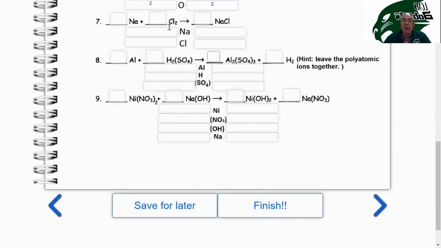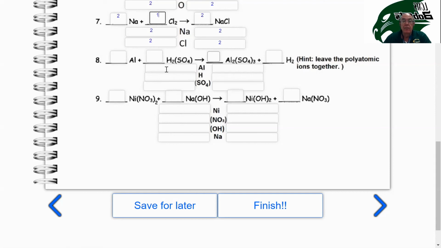Okay, on this one, already I can see I have 2 chlorines here and only 1 here. So I'm just going to start off by putting a 2 coefficient there. So I have 1 sodium, 2 chlorines, and I have 2 sodiums and 2 chlorines. I see that the sodium is not in balance. I need to try a 2 coefficient here. I do that, and that makes this a 2, and we're using only 1 Cl2.